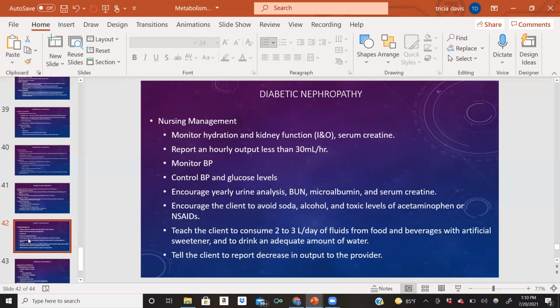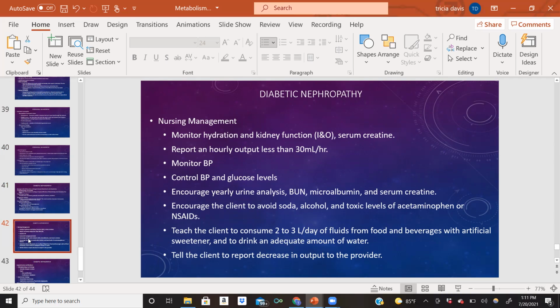So nursing management: we want to monitor hydration and kidney function, strict I's and O's, and their serum creatinine. Report hourly output less than 30 mLs per hour, because we know our kidneys are not functioning if we're not putting out at least 30 mLs per hour. Monitor those blood pressures, control the blood pressures and glucose levels, and encourage yearly urinalysis, BUN, microalbumin levels, and serum creatinine.